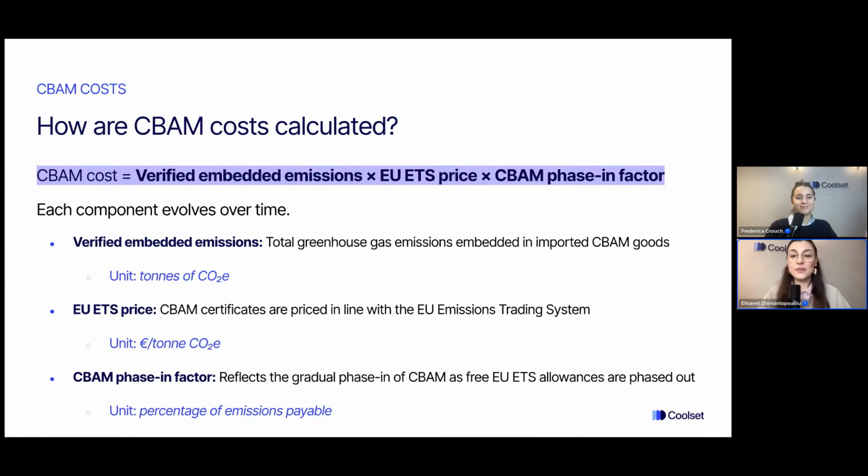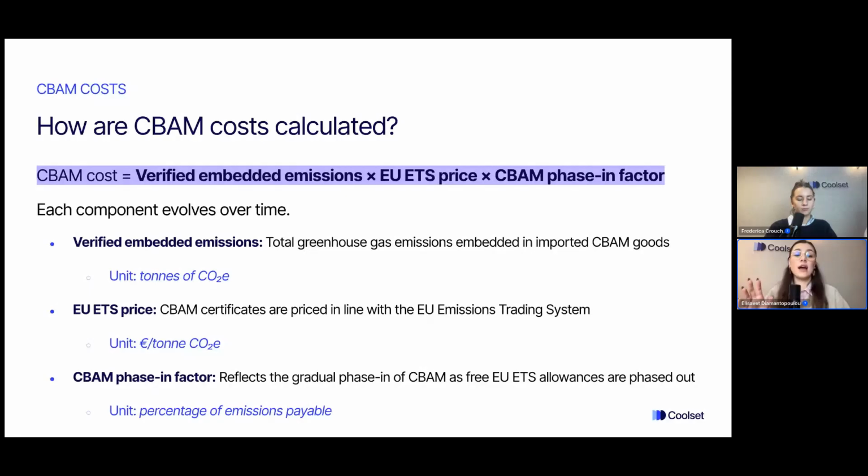The baseline calculation, and of course that's an oversimplified version of it, is that the CBAM costs come out of the emissions that you got from your suppliers. You have an emission factor which you multiply with your volumes. Then you multiply this with the price of the EU ETS system at that point in time. And then you also have to multiply it with the CBAM phasing factor, which will lower a bit the emissions that you have to pay for. In case you already paid any taxes in another country, you can also deduct this.